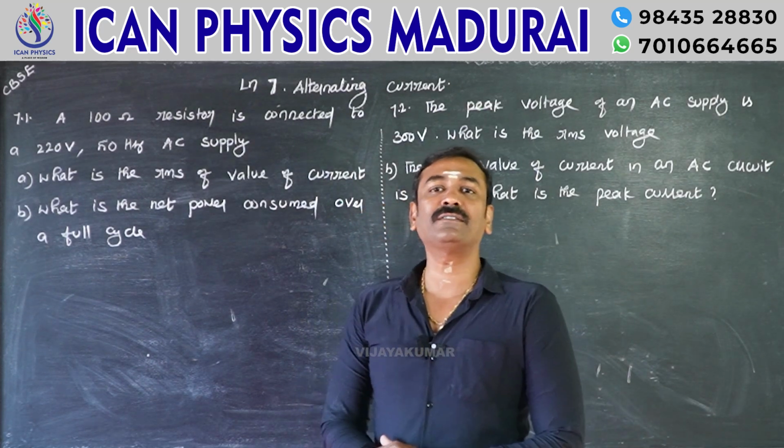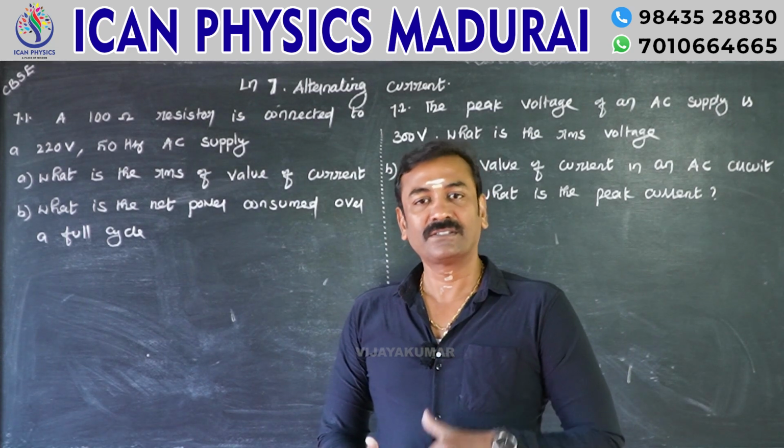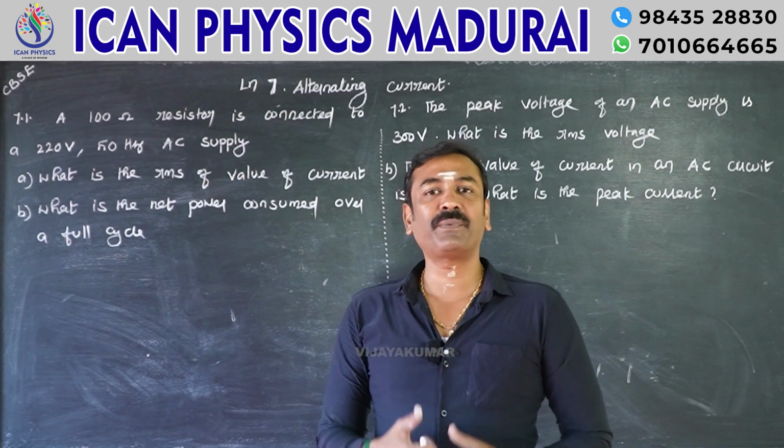Now in this class, we are going to see the 7th lesson, alternating current. So from the 7th lesson, we are going to solve 7.1 and 7.2.